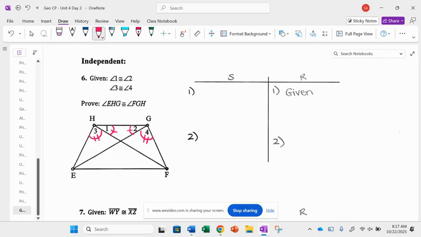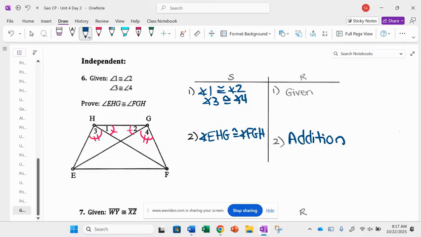Okay, guys, I'm going to go through this for anybody I didn't get to give personalized attention to. I think I checked everybody's number one. Let's just go through this quickly. This was angle 1 congruent to angle 2, angle 3 congruent to angle 4, and we're proving angle EHG is congruent to angle FGH, and that's going to be addition. Because we have the parts congruent, and what we wanted to prove was the full angles congruent. If we add their parts together, the whole angles are going to be congruent.